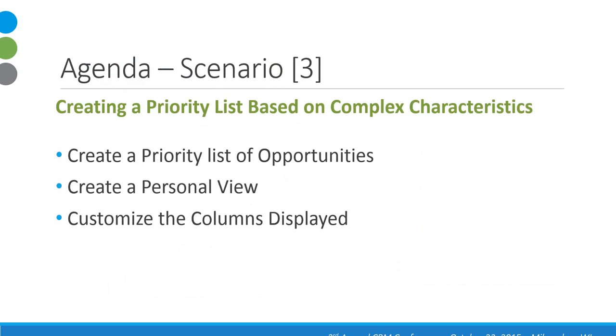And our third scenario is creating a priority list based on complex characteristics. Create a priority list of opportunities, create a personal view, and customize those columns displayed. As you can see here, we're customizing the columns displayed in each scenario. That's because that's how you give your data a voice and display the correct information.